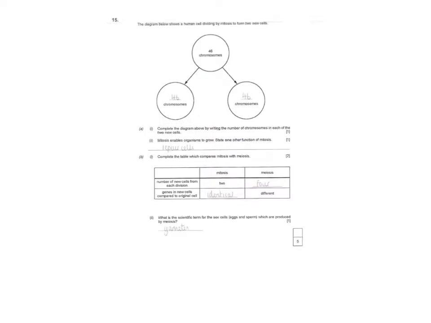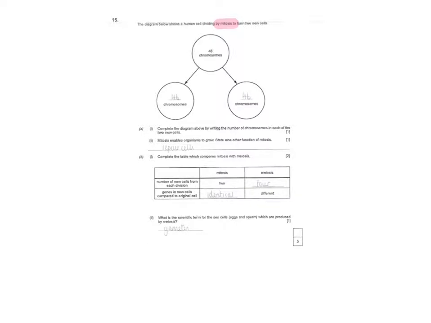The diagram below shows a human cell dividing by mitosis to form two new cells. Complete the diagram by writing the number of chromosomes in each of the new cells. So again, the keyword tells us mitosis, and the cells are identical. So if we start with 46, we're going to end with 46. Mitosis enables organisms to grow, state one other function, and then it's the repair of cells.